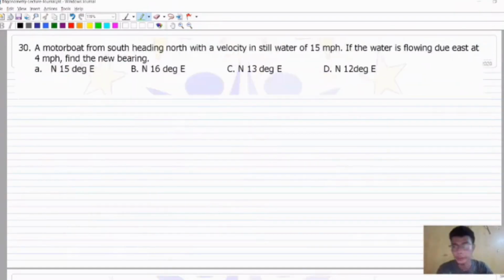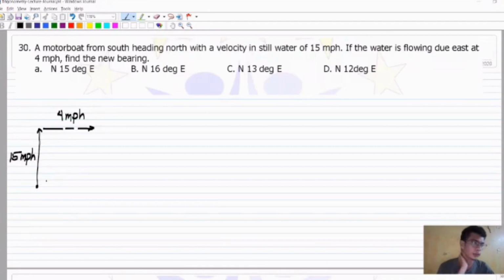Next, number 30. A motorboat from south heading north. This is from south papunta sa north. This is the motorboat. Merong velocity in still water na 15 mph. If the water is flowing due east at 4 mph, samantala naman daw, ito yung water, nagfo-flow naman due east at 4 mph, find the new bearing. Ang pinapahanap lang sa atin, yung new bearing.